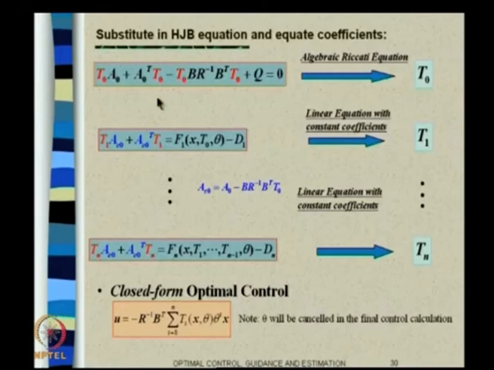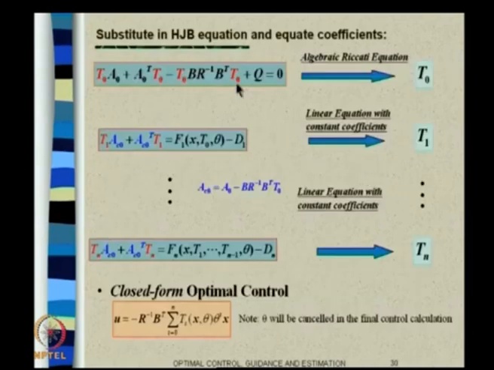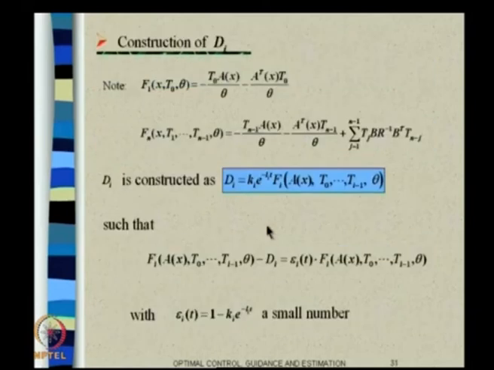You solve one solution from here and get your T0 ready. Now, if you solve this one, you need a D1 ready also, and D1 can be constructed something like this. Di ultimately is something like this. So, first you get T0, then D1, and once you have D1 you get T1, and from there you compute D2, and once you have D2 you can solve for T2. This approach proceeds that way.